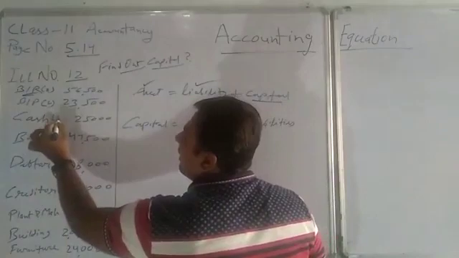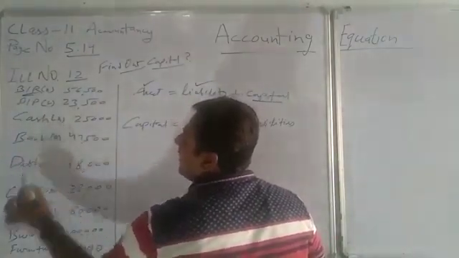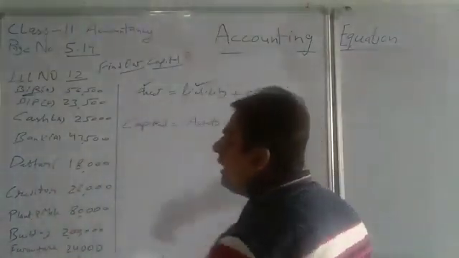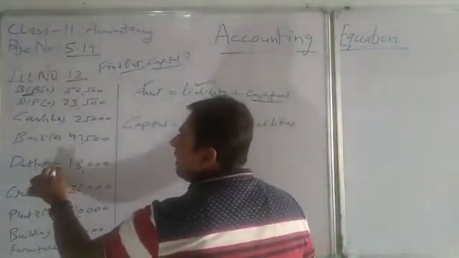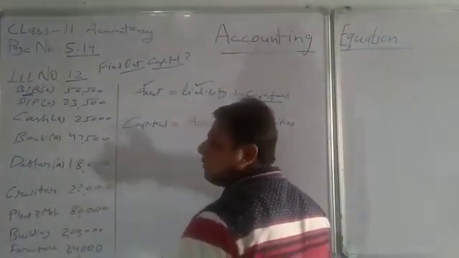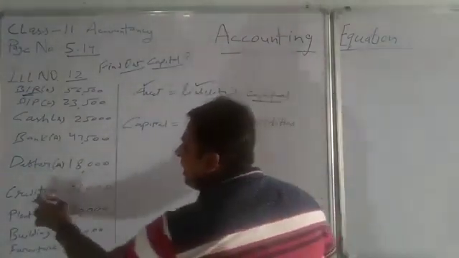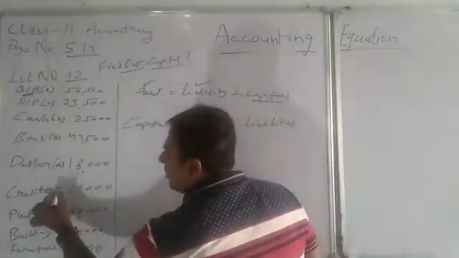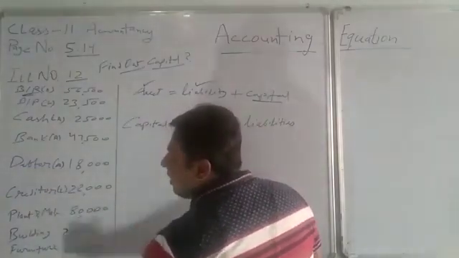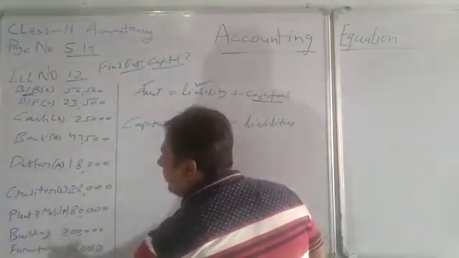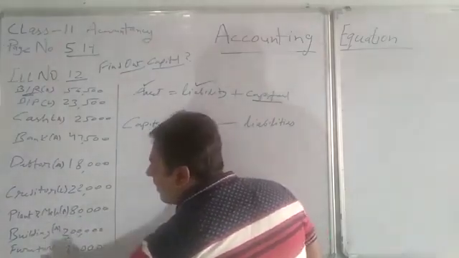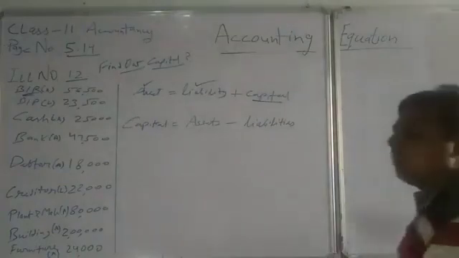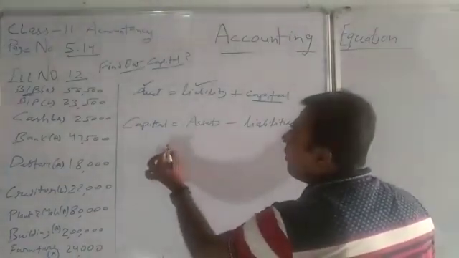Cash is our asset. Bank is our asset. Debtor, to whom we have sold on credit, is also an asset, because we have to take the money from him. Creditor, we have to give money to him because we purchased on credit, so it is our liability. Plant and machinery, asset. Building, fixed asset. Furniture, asset.